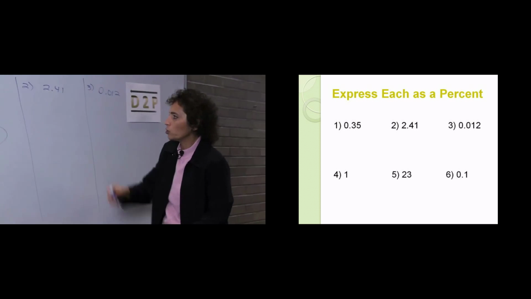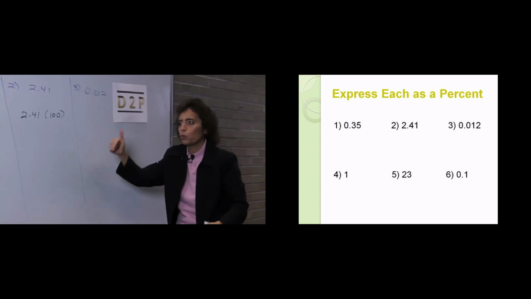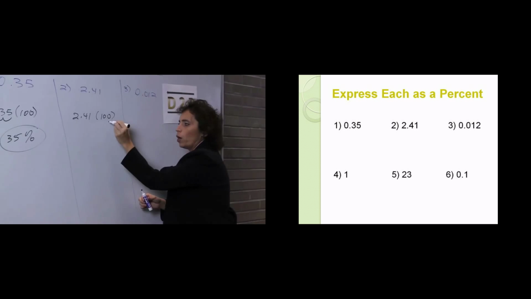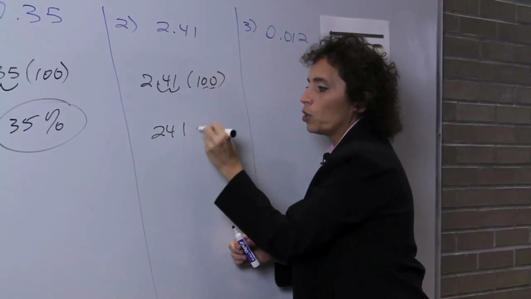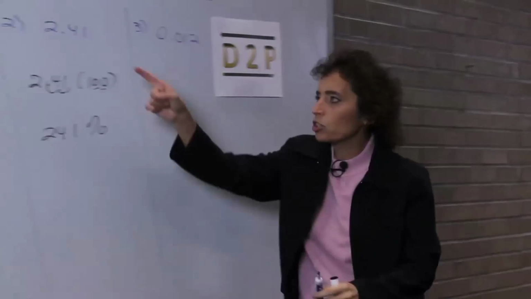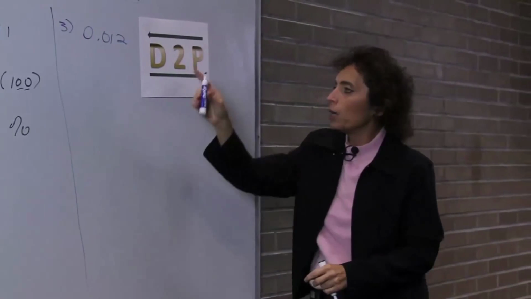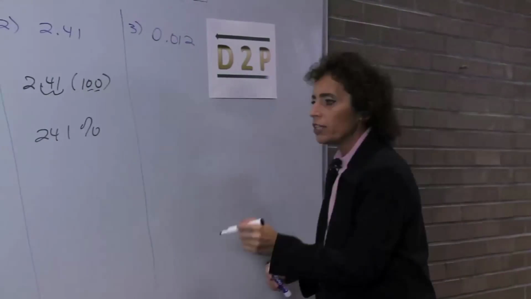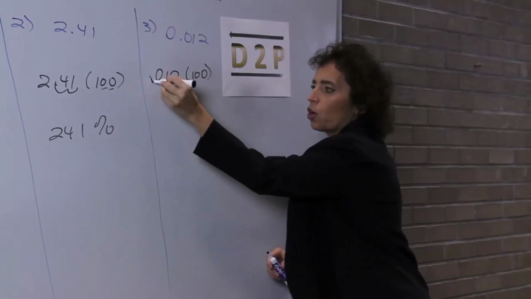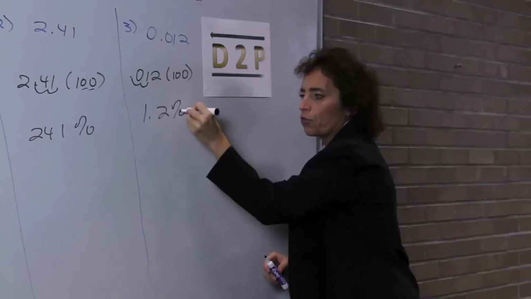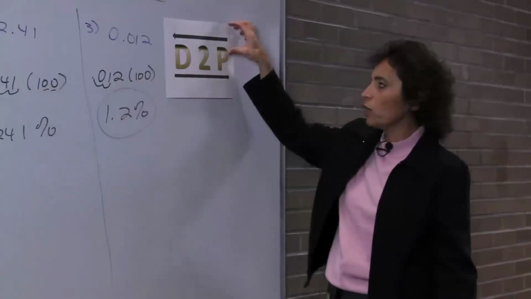Next one, 2.41. Yes, we're multiplying by 100, but just remember, decimal to a percent, we're moving to the right 2 spaces. Why 2 spaces? Because there are 2 zeros in 100. So it's 241%, which makes sense because 1 whole is 100%, so this has got to be more than 100%. Okay, 0.012. We're going to move 2 places to the right. 0.012 times 100 gives us 1.2%. Awesome. So easy. Give that a shot, 4, 5, and 6, and we'll check your answers.